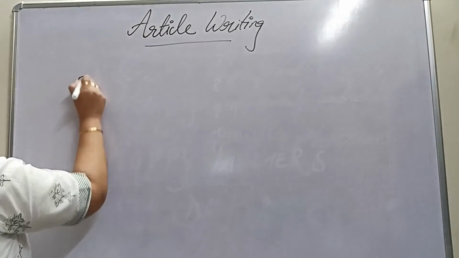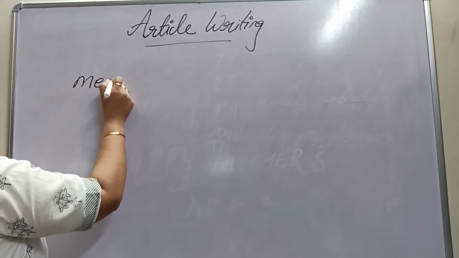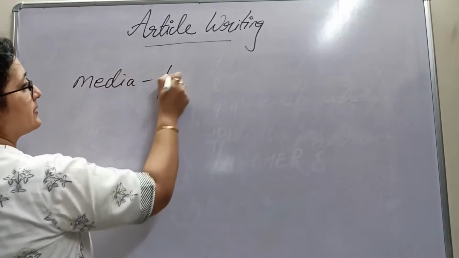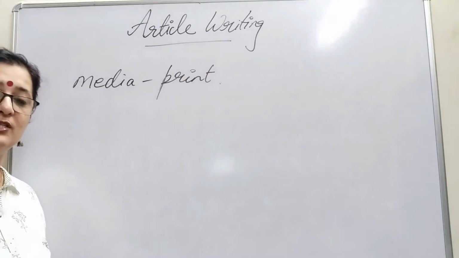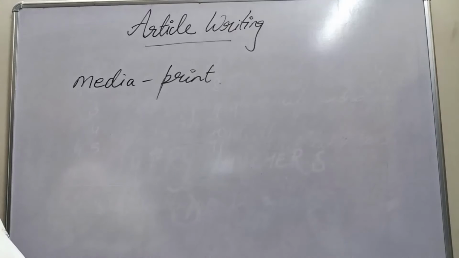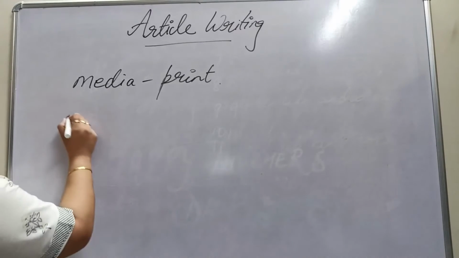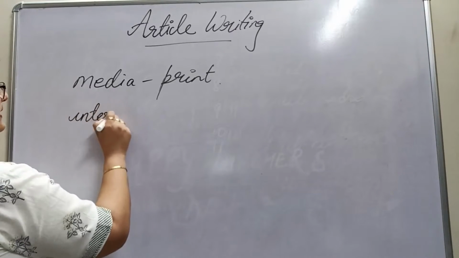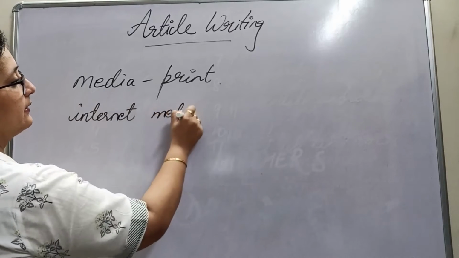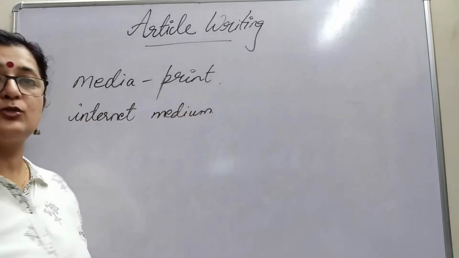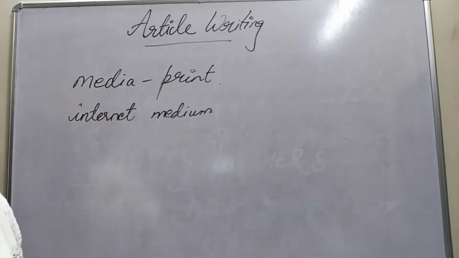One is print media. Something that you write as an article and you get it printed. That is one way. Another way is the internet medium. Again, there are different ways in which we can put it up on the internet.